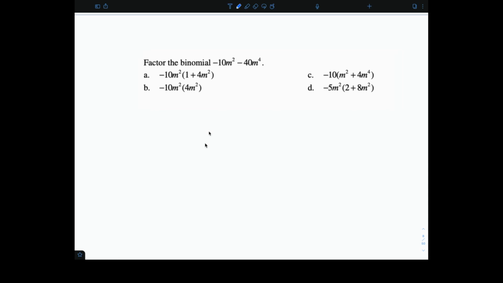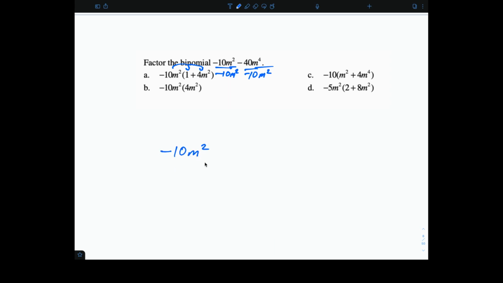All right, next one, factoring. What is factoring? Factoring is reverse distribution. So what do I mean by that? Instead of multiplying values together like we do in distribution, we're going to divide out what they have in common. So I see negative 10, negative 40. I can see that they're both divisible by negative 10. And then I can also see m squared, m to the 4th means I can take out the most amount of m's, which is m squared. So I'm dividing through by negative 10 m squared.